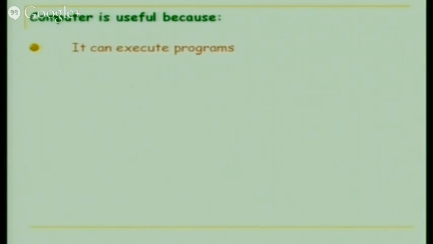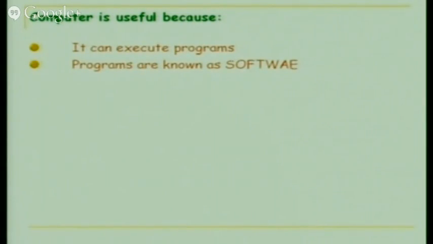You know why a computer is useful? And you know there is no single answer to most of the questions in this world. There is no silver bullet which is a solution to all the problems. So here is also the same case: a computer is useful because it can execute programs. Programs are known as software. When we write a lot of programs, it becomes software. And a program is a set of instructions.